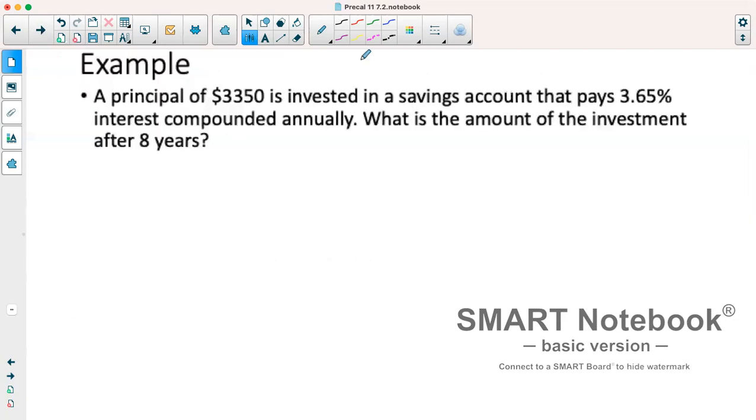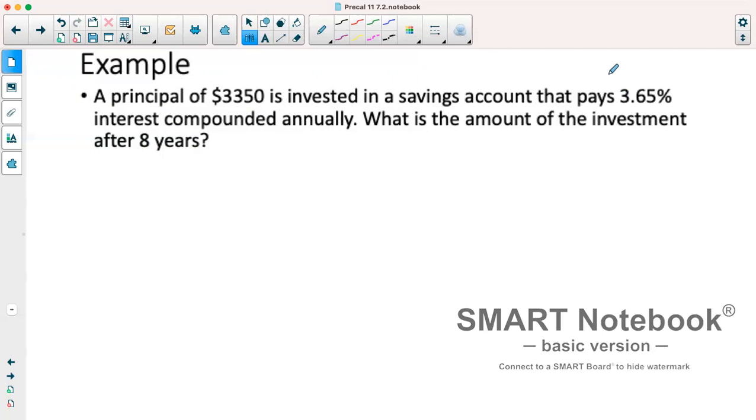So our first example, we have a principal of 3,350 invested in a savings account that pays 3.65% interest compounded annually. What is the amount of the investment after 5 years?